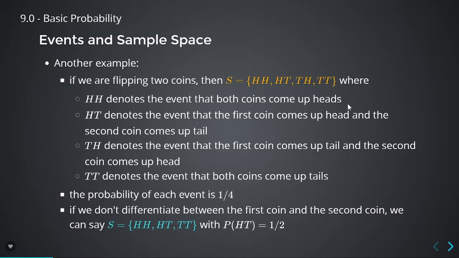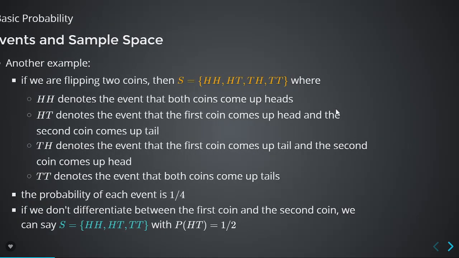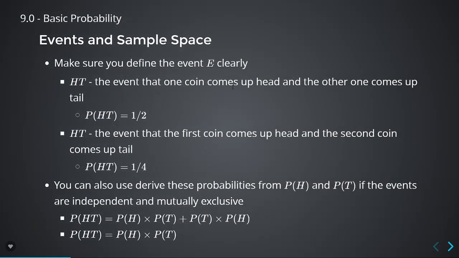So my point here is to be careful when you're defining your event and sample space. As before, if I say that HT is the event that one coin comes up head and the other one comes up tail, and I don't care which coin comes up head or which comes up tail, the probability of that happening is 1/2. But if I say that HT is the event that the first coin comes up head and the second coin comes up tail, well, I care about the order. So this is a different event, and the probability of this one is just 1 over 4.